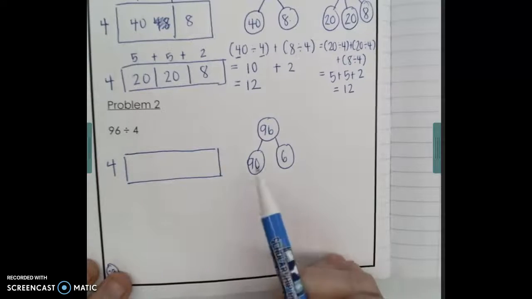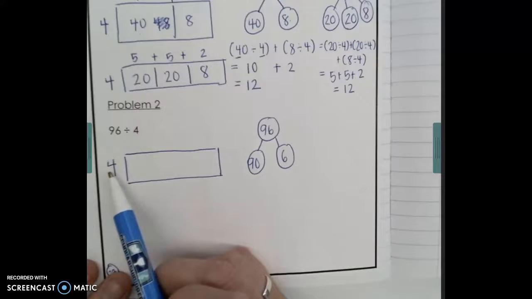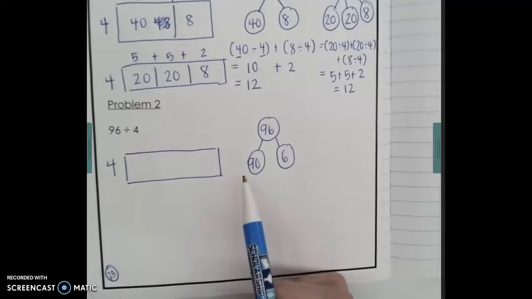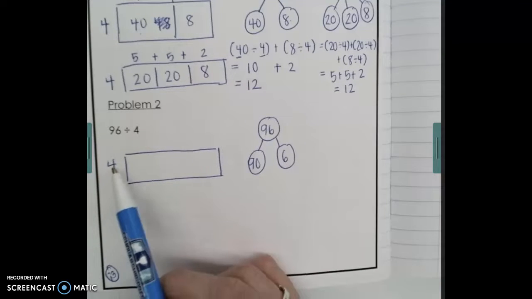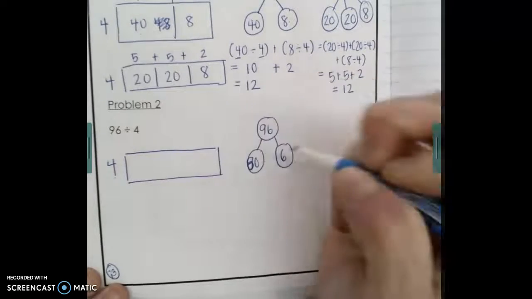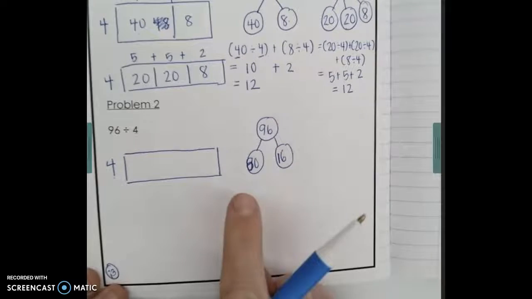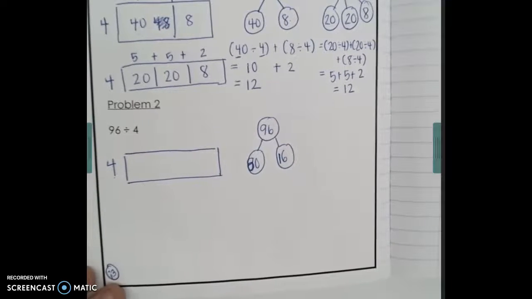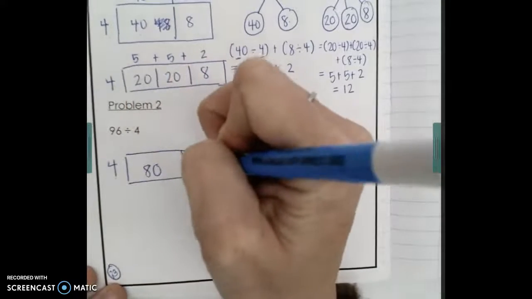Now, 90 is a hard number for me to divide by 4, right? It's still pretty big. Is there something closer to 90 that is easier to divide by 4? Well, I know 90 is really close to 80, and I know 4 can go into 8. So I'm going to change this into 80, and bring that 10 over to the 6 to make 16. Both these numbers add up and make 96. So I can divide as many times as I want as long as it makes 96. So I'm going to separate it into 80 and 16.